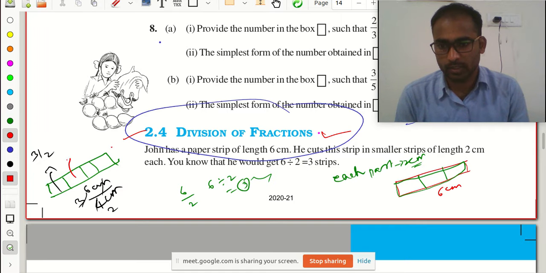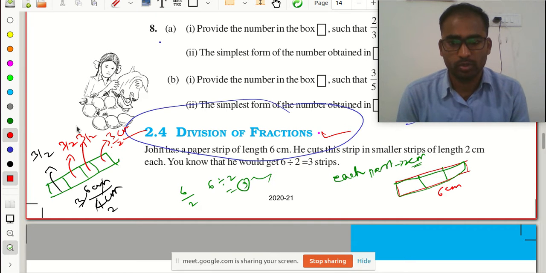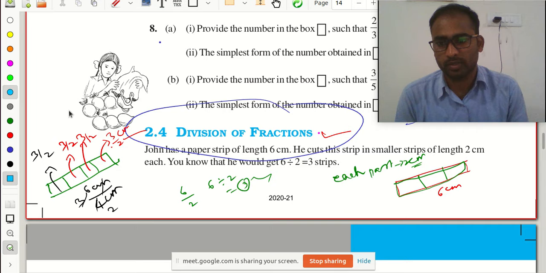See here, this is 3 by 2. Its length is 3 by 2, it is also 3 by 2 centimeters. All in centimeters. So if you add them also, you will get the answer as 6 centimeters only. Now I am going to add this: 3 by 2 plus 3 by 2 plus 3 by 2 plus 3 by 2. How much will I get?